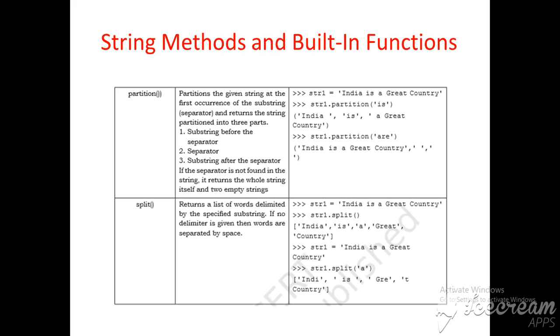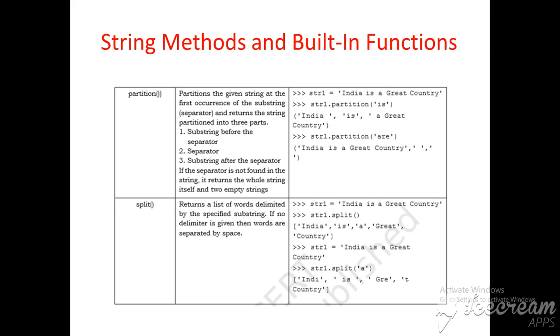So next one is split. Split returns a list of words delimited by the specified substring. If no delimiter is given, the words are separated by space. Look at this, str1 is equal to India is a great country. For str1.split, in the brackets we need not specify any substring, so it splits with the space: India, is, a, great, country. So it returns a list of words.